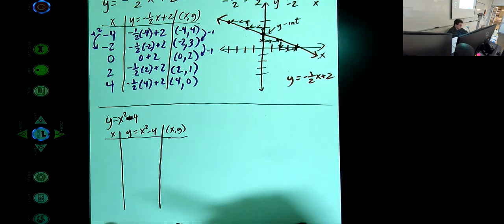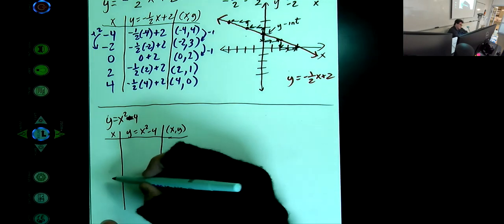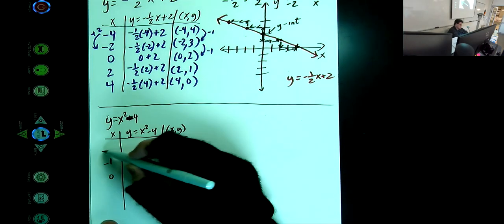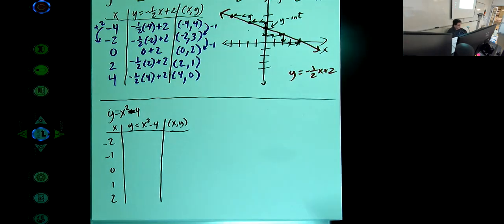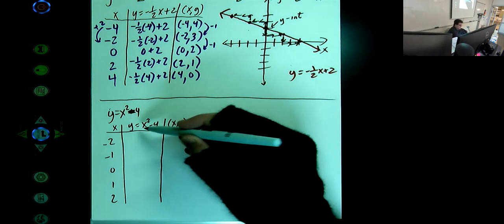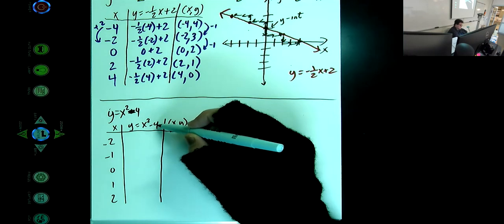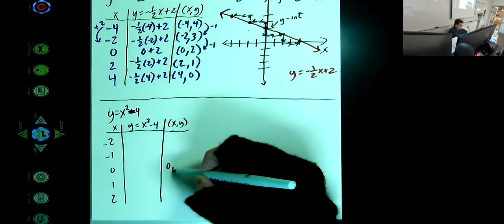Since there's no fraction here, I just want to do 0, -1, -2, and +1, +2. And if I stick in 0, the y-intercept will pop right out, 0, -4.